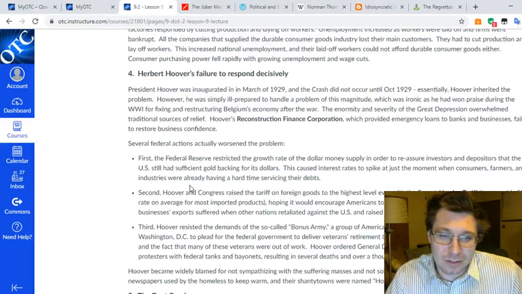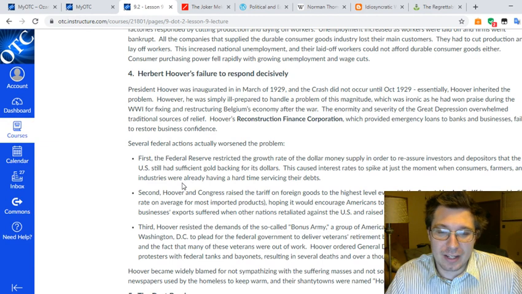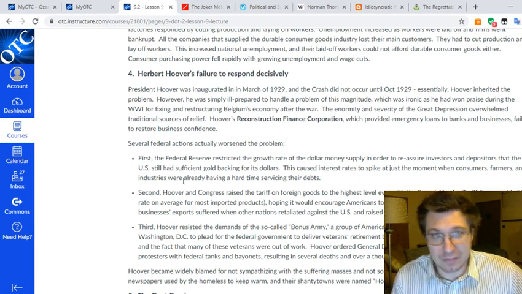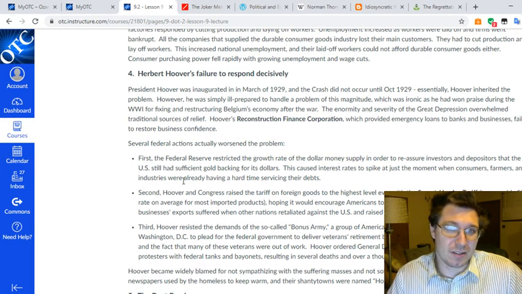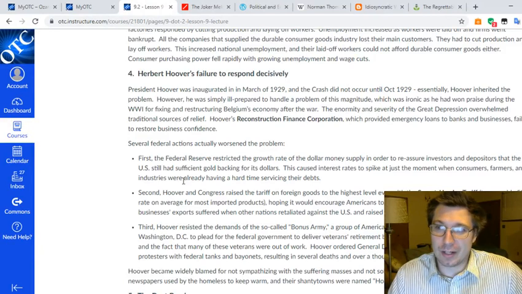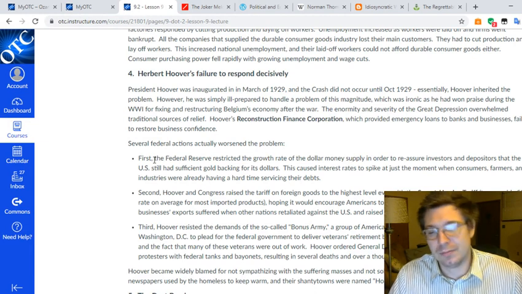First, the Federal Reserve restricted the growth rate of the dollar money supply in order to reassure investors and depositors that the U.S. still had sufficient gold backing for its dollars. Remember, this is still the time where the U.S. was tied to the gold standard. So the Federal Reserve had very limited flexibility for expanding the dollar money supply on a whim. They really couldn't do that. They had to worry about the perception of the ability to redeem paper dollars for gold.